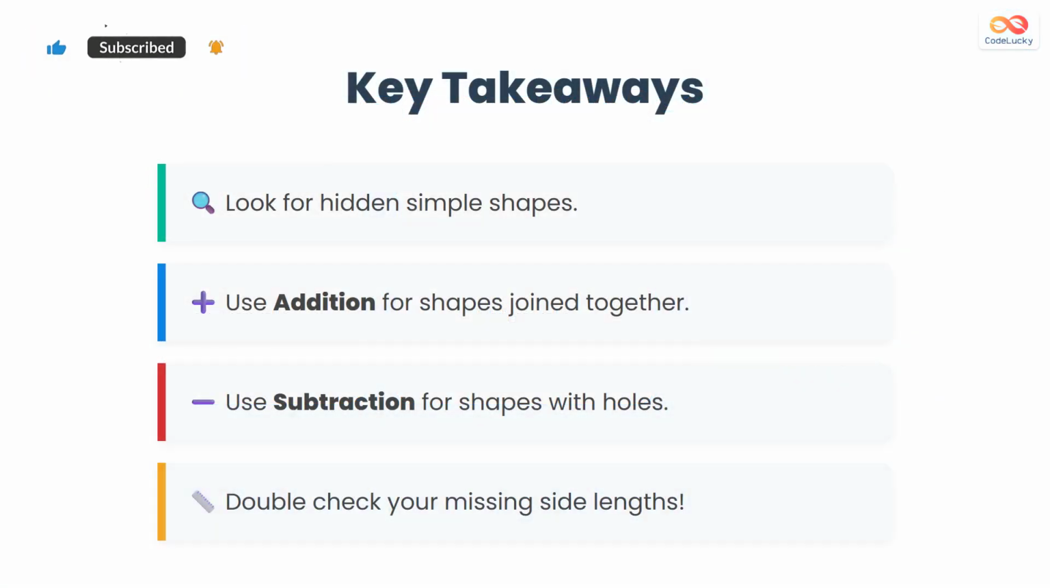To wrap up, remember these tips. Always look for hidden simple shapes within the complex figure. Use addition when shapes are joined and subtraction when there are holes. And always double-check that you have found all the correct side lengths before calculating.